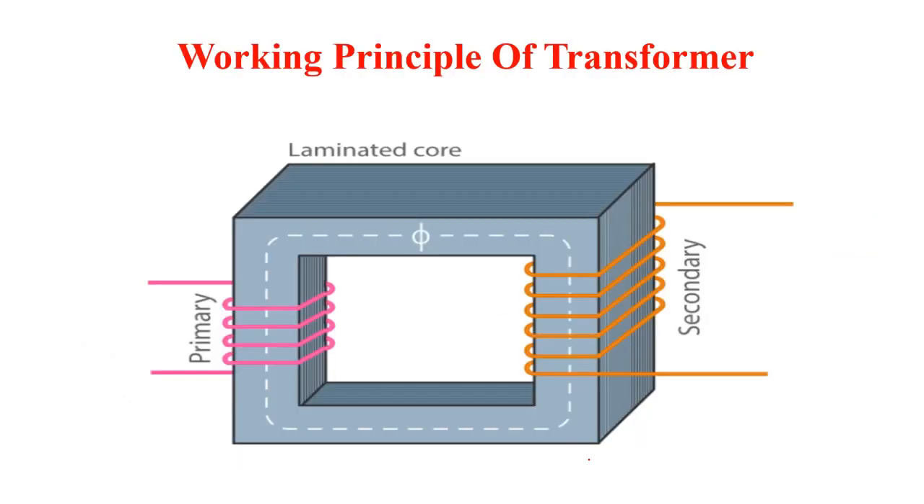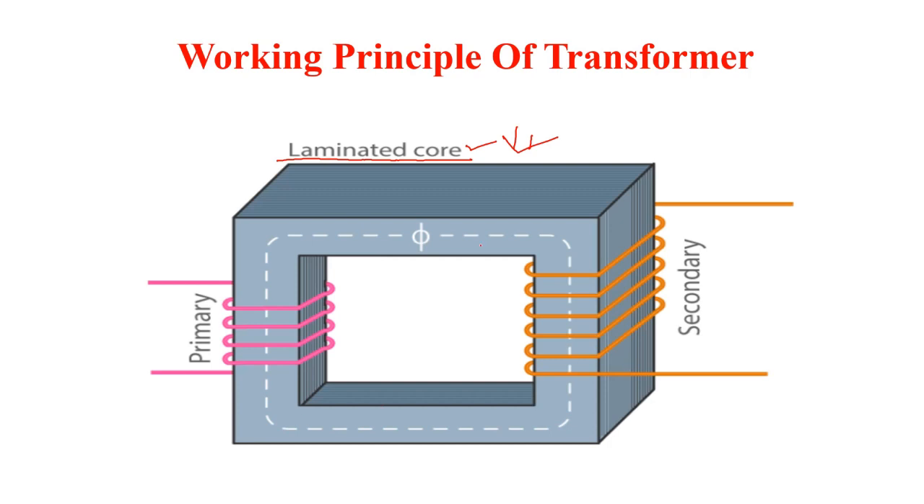Now coming to the working principle of a transformer. Before we discuss it, first observe this diagram. Here this is the transformer core, and this complete core is laminated. Why do we laminate this core? In order to reduce the losses. When we discuss the losses in a transformer, we'll cover every point, how we get the losses and how to reduce them.